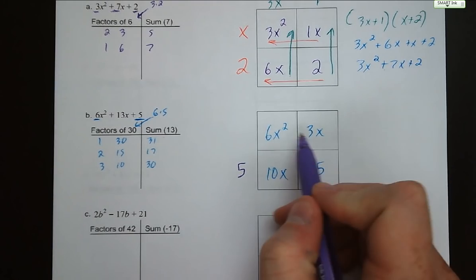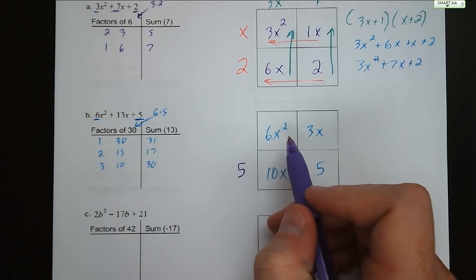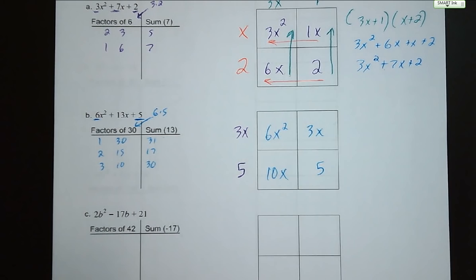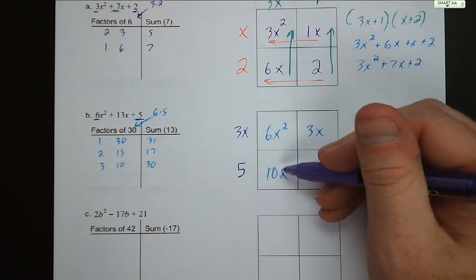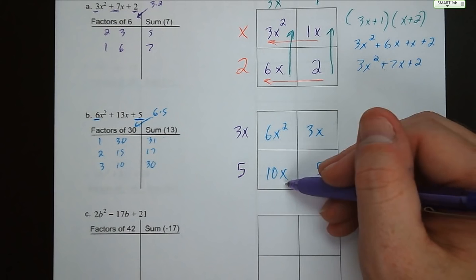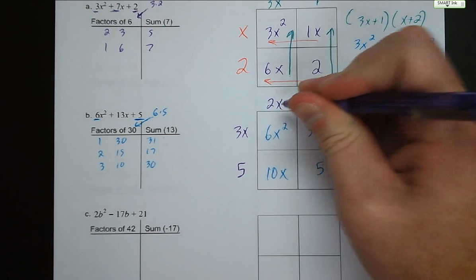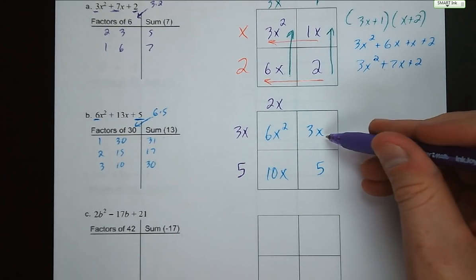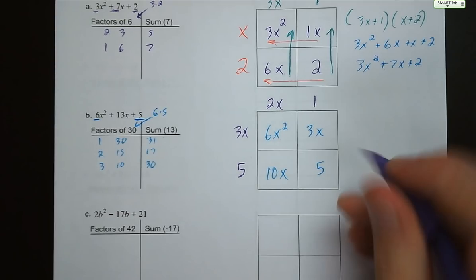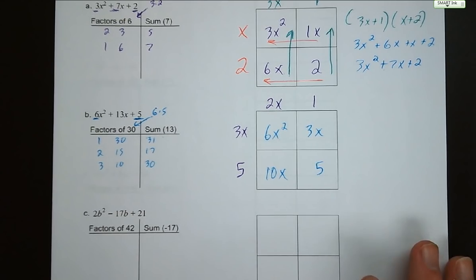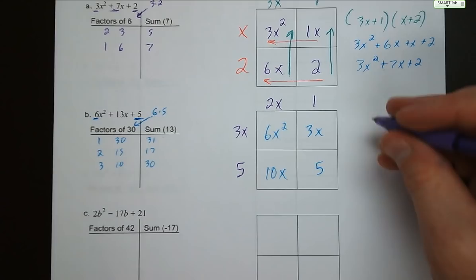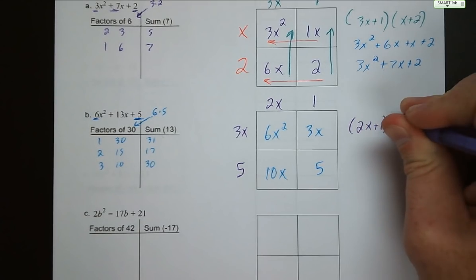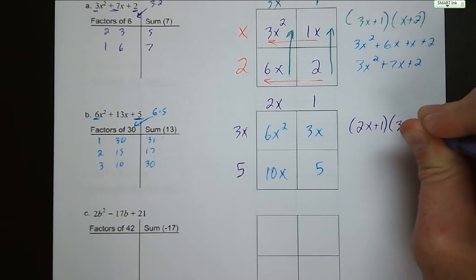3x and 6x squared, both of those terms have a 3 and an x. Going vertically, 6x squared and 10x, both of those terms have a 2 and an x. And 5 and 3x, both of those terms have a 1. So your factored form is going to be 2x plus 1, 3x plus 5.